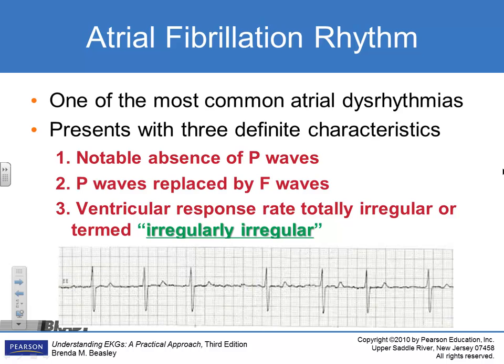But what does a QRS look like? It's tight. So where is the impulse generated from? The atrium, above the ventricles.